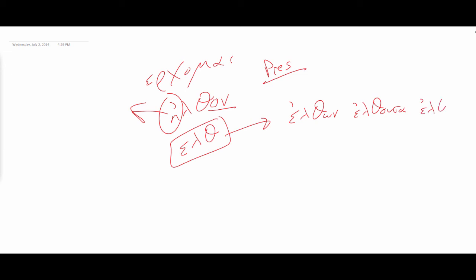Don't throw something at your computer. Elthon. Elthontas. It's not the computer's fault. Elthon, elthousa, elthon, elthontas. And that would be, going, well, you know, again, it's impossible to translate apart from context. But if we had the masculine, ho elthon, the man who's going, he elthousa, the woman who's going, to elthon, the thing that is going, tou elthontos, of the man who is going, and so on.